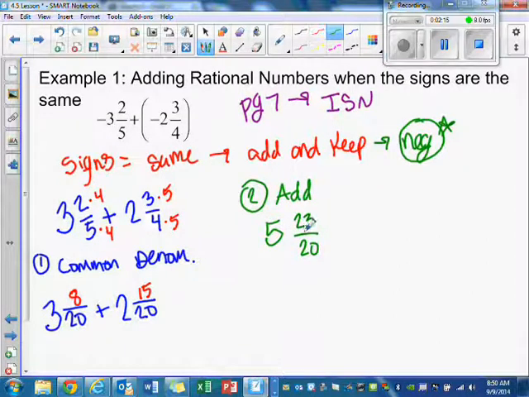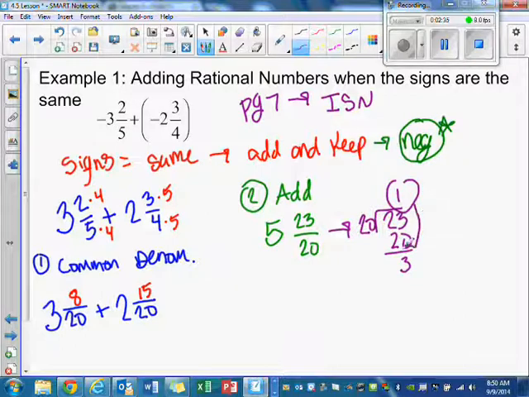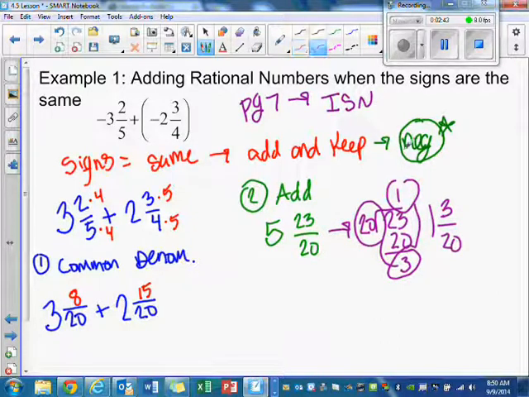Okay, well this looks weird. I have a mixed number and an improper fraction. So I need to change this. To change from improper to a mixed number, you divide the top by the bottom. 20 goes into 23 once with a remainder of 3. So this is 1 3/20.